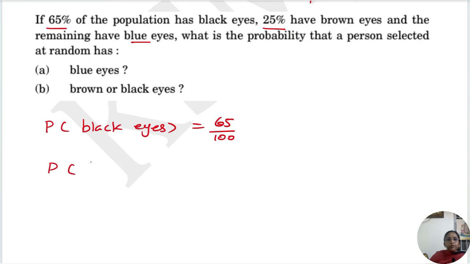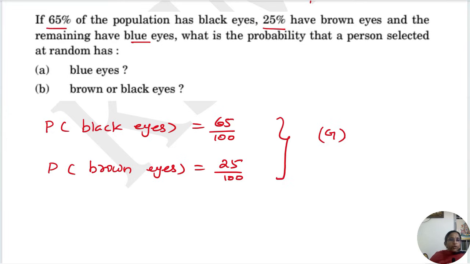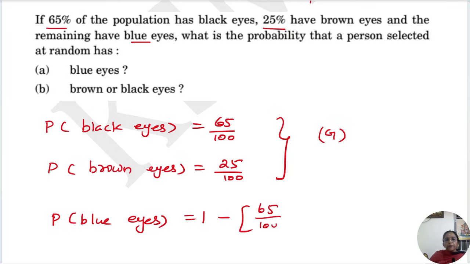And for the probability of brown eyes, this is 25%, so 25 by 100. So these two are our given data. Now we have to find our probability of blue eyes. So probability of blue eyes is equal to the total probability, 1, minus of 65 by 100 plus 25 by 100.